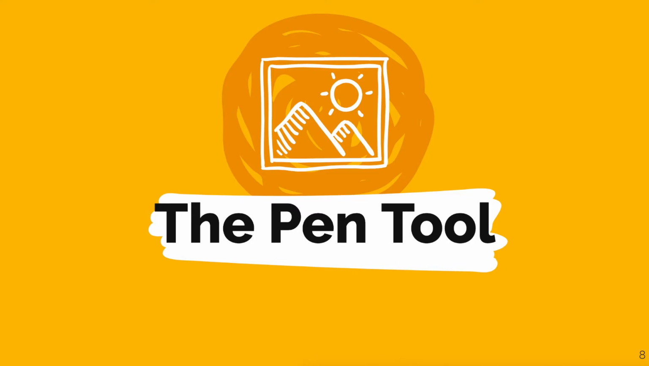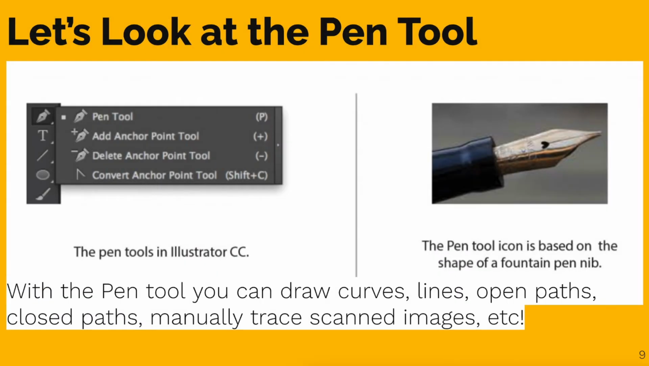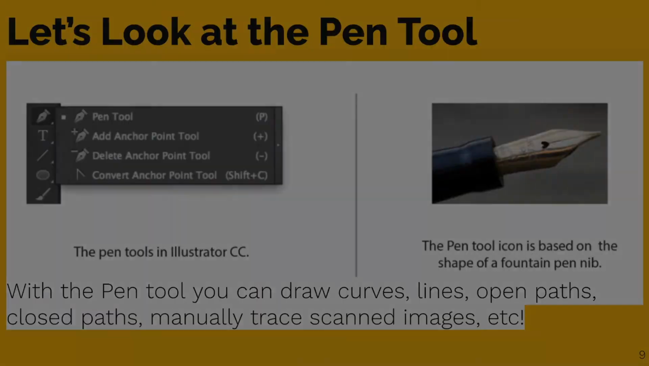Now, this is where the pen tool comes in. This is the pen tool in Adobe Illustrator. With the pen tool, you can draw curves, lines, open paths, closed paths, you can manually trace, scan images, etc. The pen tool icon is actually based off of the shape of a fountain pen nib. And within the pen tool, there's actually several different options.